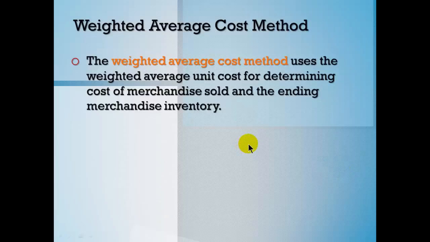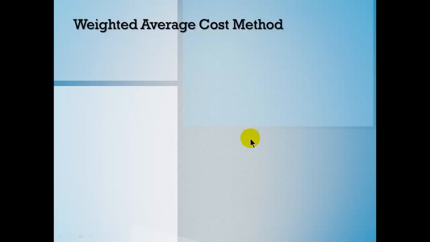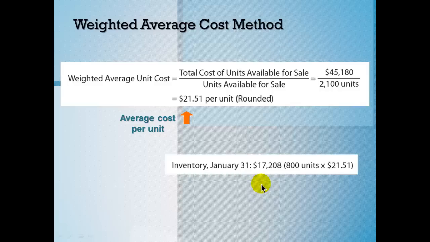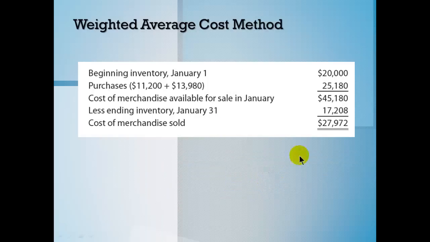And then weighted average is where we use the weighted average unit cost for determining what was sold. And so we just look at our purchases that happened. The total cost available was 45,180. That also includes the beginning inventory, and so we had total available units of 2,100, and that's how we get our weighted average cost per unit. We'll take that $21.51 and multiply it by the ending inventory, and then simply subtract that ending inventory from goods available to get your cost of goods sold.